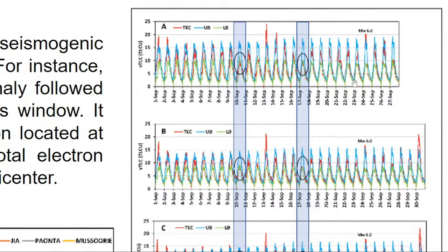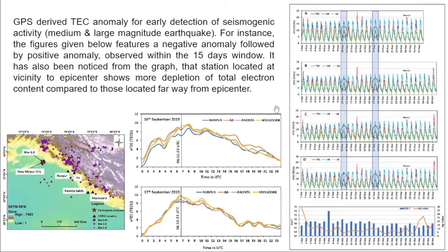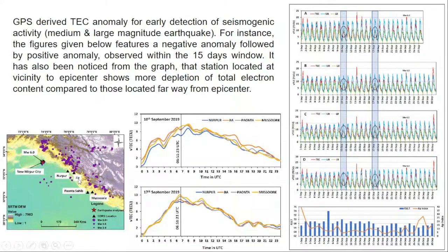So we can see that after these precursors were captured in the stations, the earthquake took place on 24 September, magnitude 6. So this is your Mirpur earthquake. These are the GPS stations, Nurpur, Jia. These are situated nearby Dharamsala.